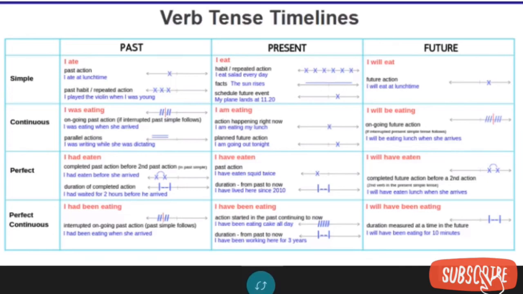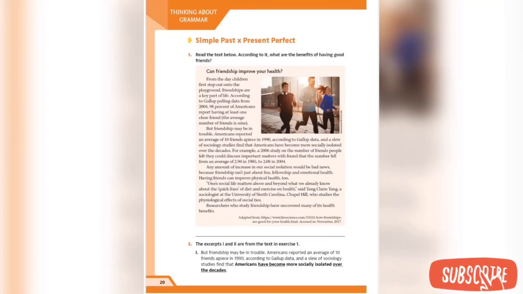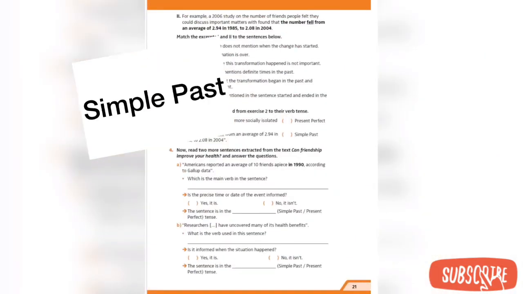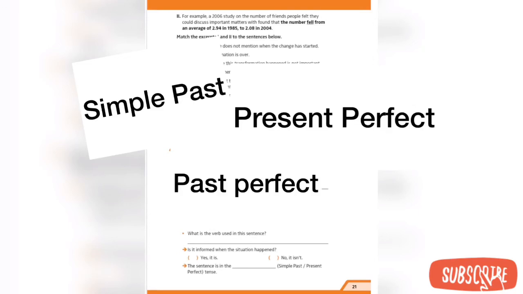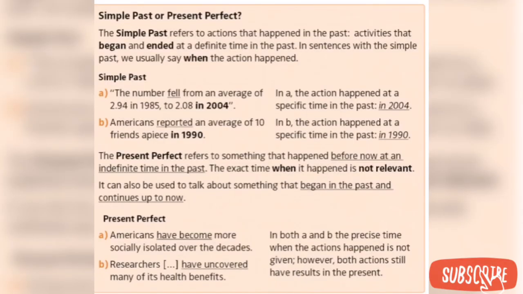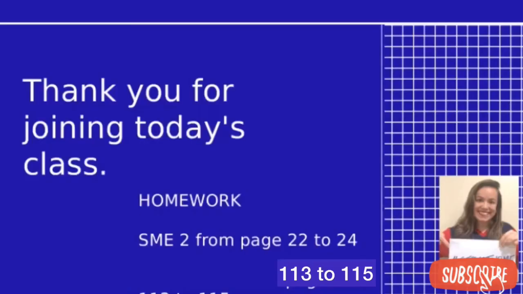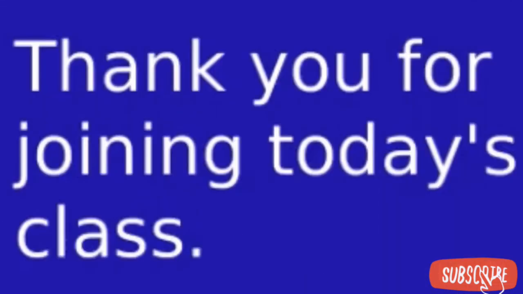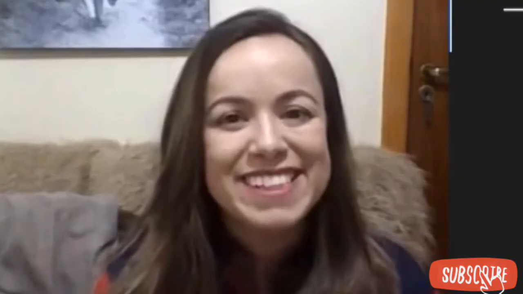Remember the chart I showed you before? So you're going to review simple past, present perfect, and past perfect with these pages. So pay attention to which pages you are going to do: from page 22 to 24 and page 113 to 115. You have time to do it as classwork if you prefer, okay? So that's it. These are the 3 time tenses that you're going to work with. So see you.